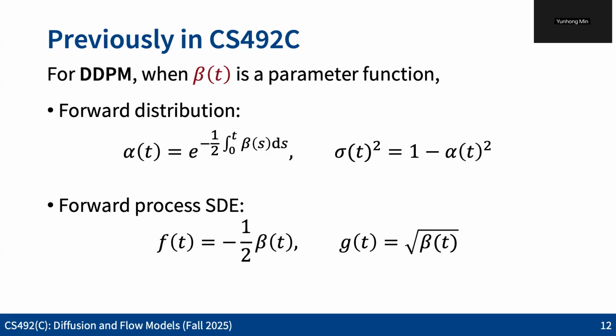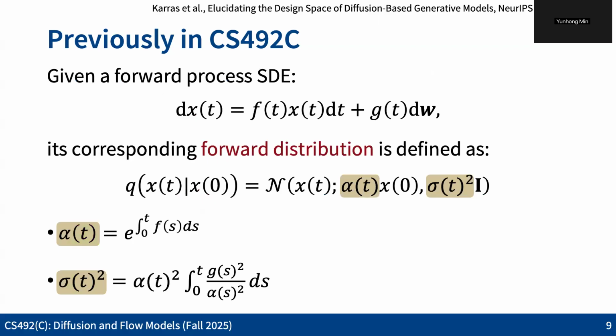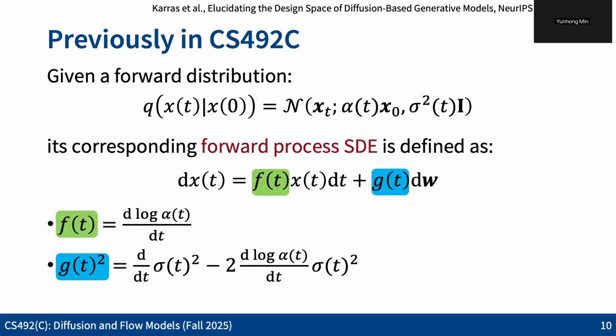And for the DDPM case that you already implemented in assignment 1, when the beta function is the parameter function, then the alpha and the sigma function defining the forward distribution can be defined in this way. And the forward SDE actually becomes quite a simple form: the f function becomes minus half of the beta function, and the g function becomes the square root of the beta function, right? These could all be derived based on the connection between the forward distribution and the forward SDE we have seen in these two slides.